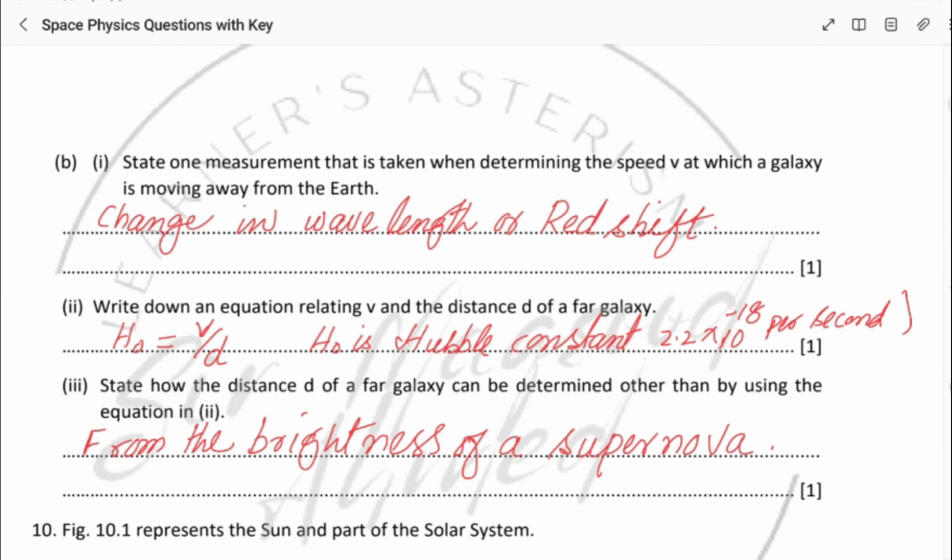Dear students, now for the third part, the answer is we can calculate its distance d, as the galaxy is moving far away, instead of using the Hubble constant equation, from the brightness of the supernova.